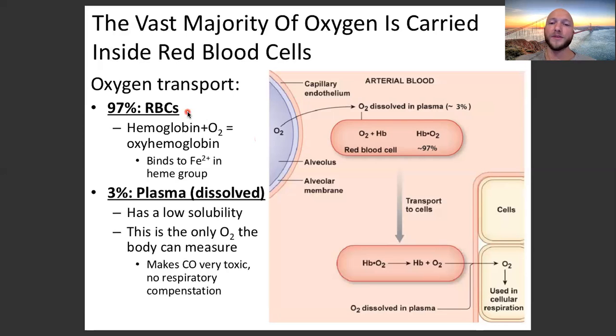Oxygen, O2, is not very soluble in water. It's got low solubility in water, so only about 3% is just freely dissolved in our liquid blood, our aqueous medium. This soluble O2, the O2 that's dissolved in our blood, that's what our chemoreceptors can detect. Our chemoreceptors don't detect hemoglobin saturation. They detect the dissolved oxygen.